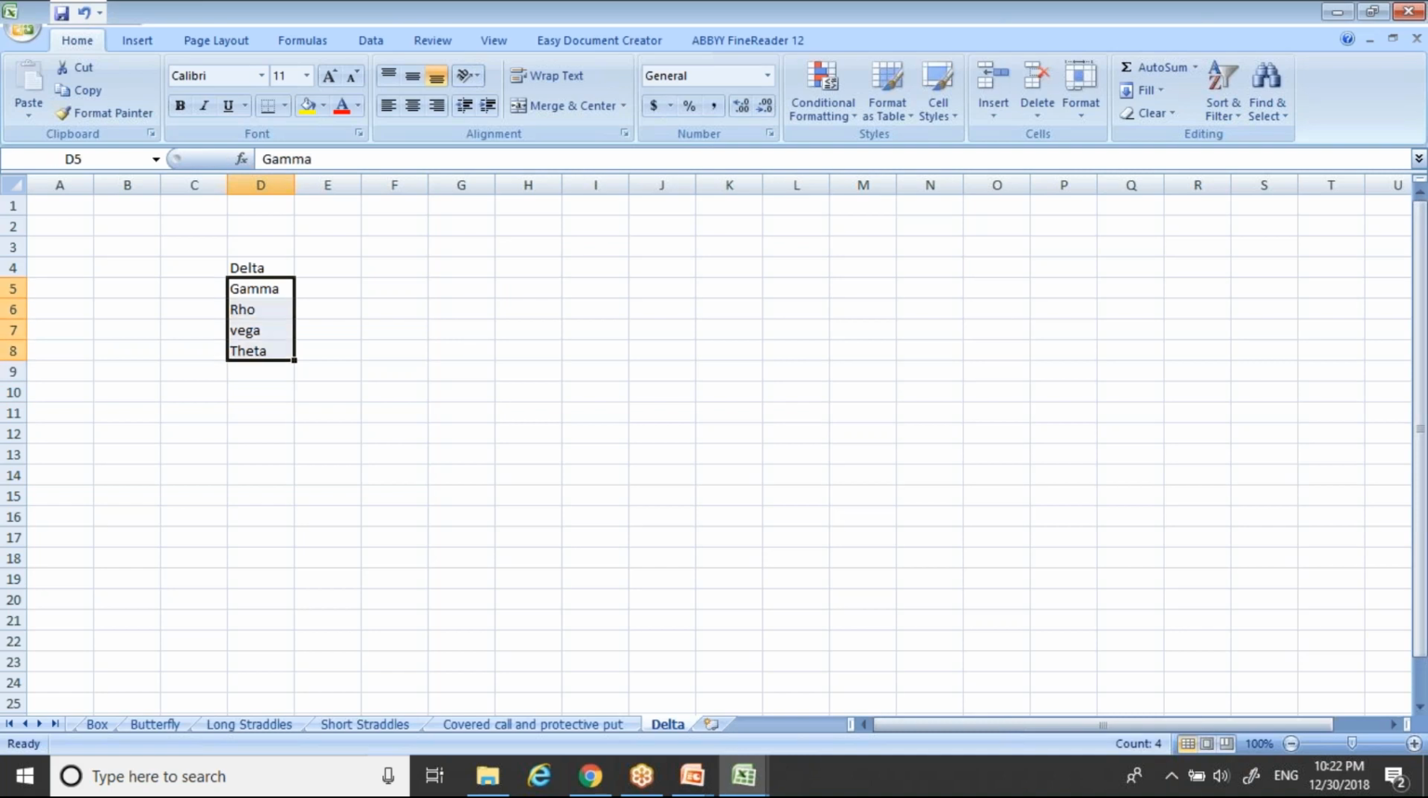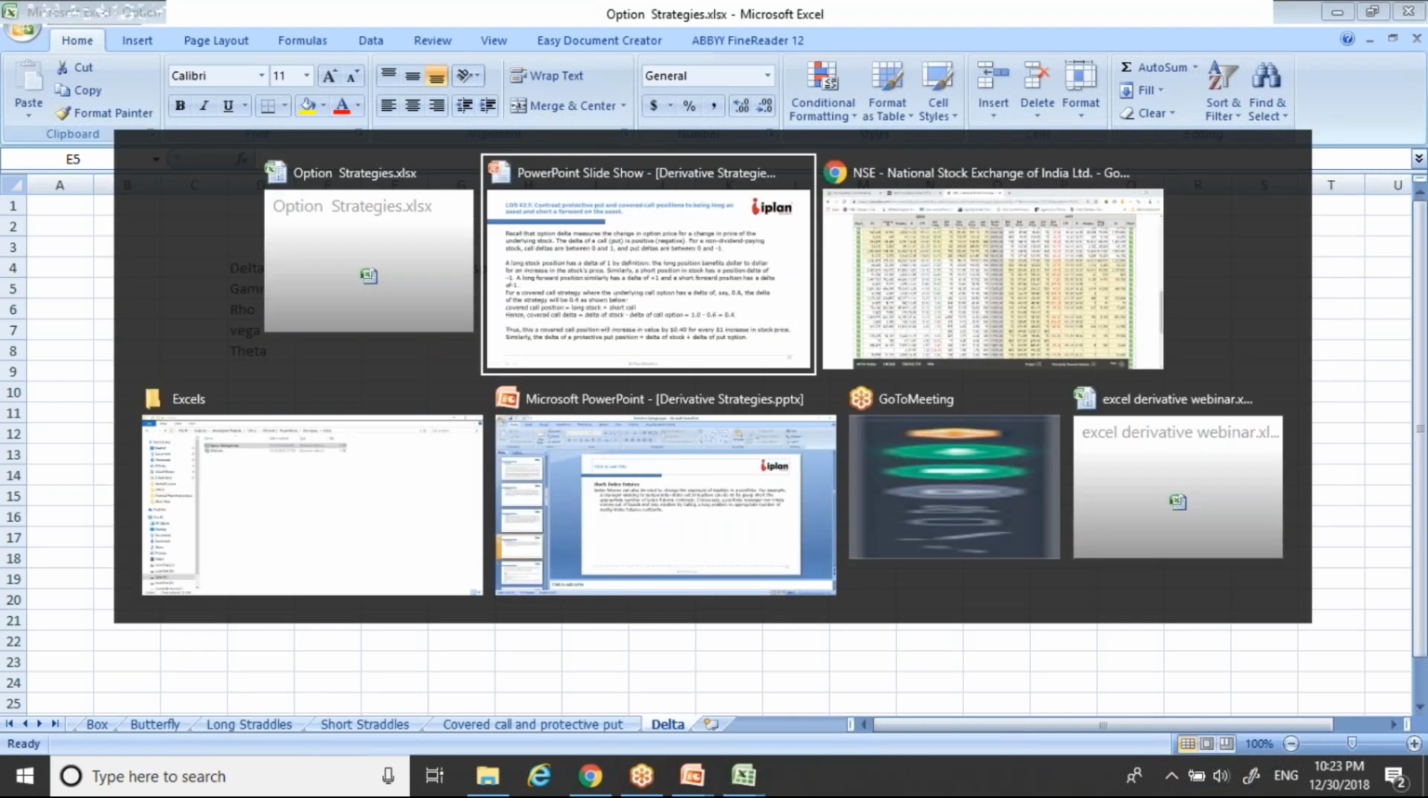We are not discussing all of them right now because delta is being explained. So let's discuss delta. Delta is basically the change in price or premium with respect to the change in the underlying asset. So this is delta.